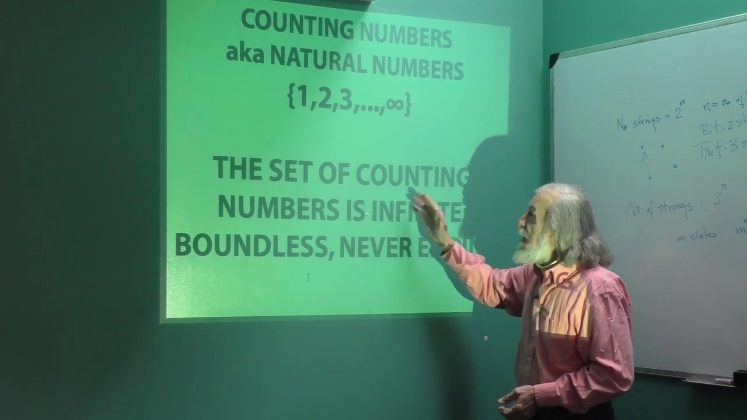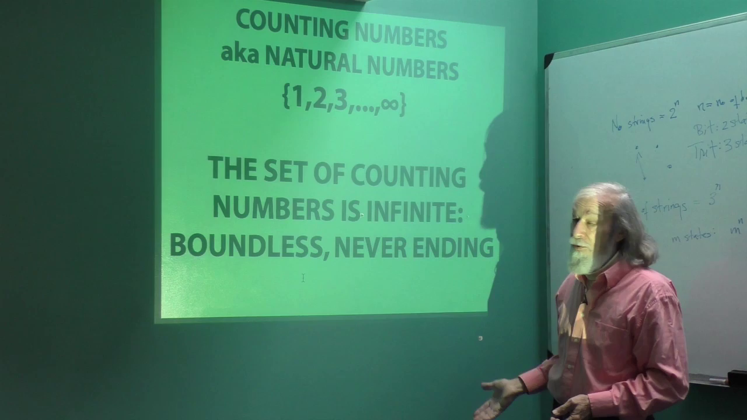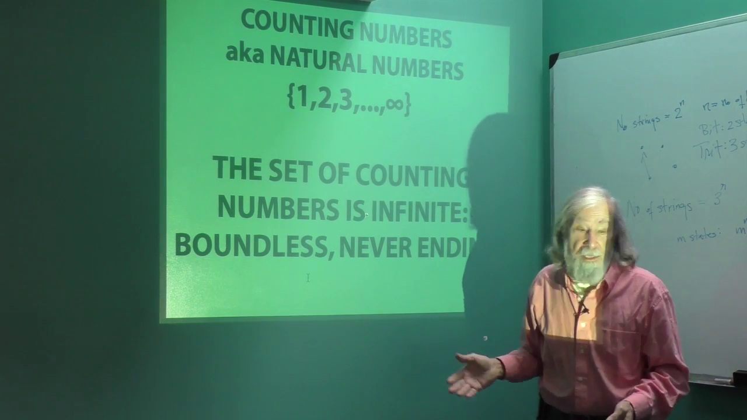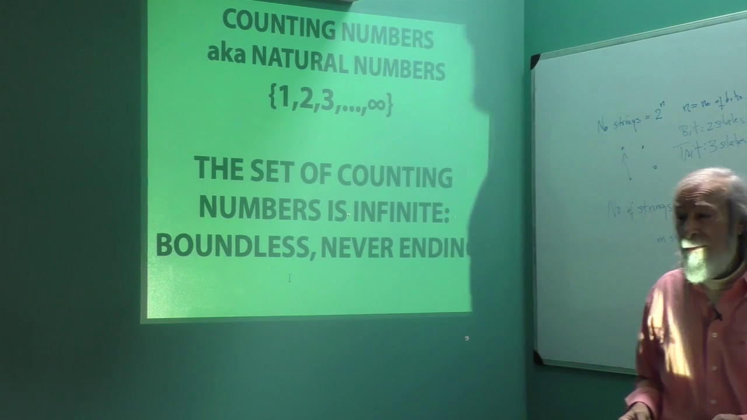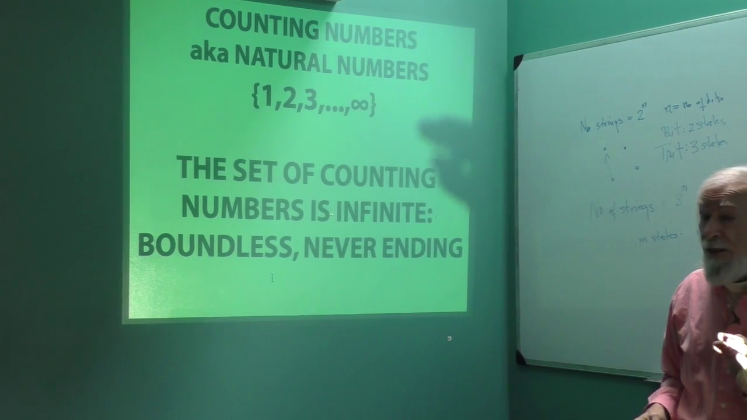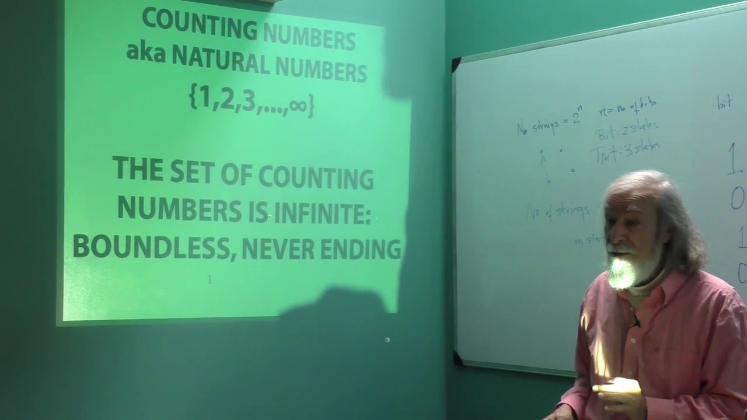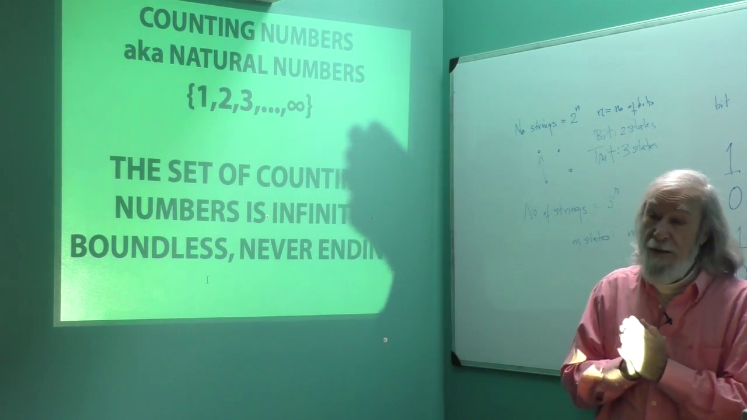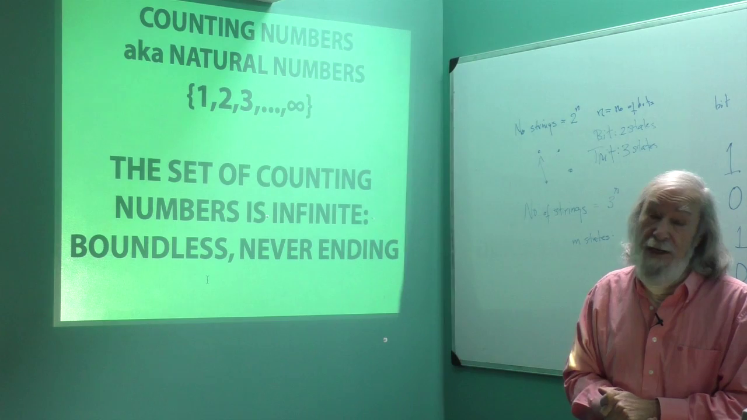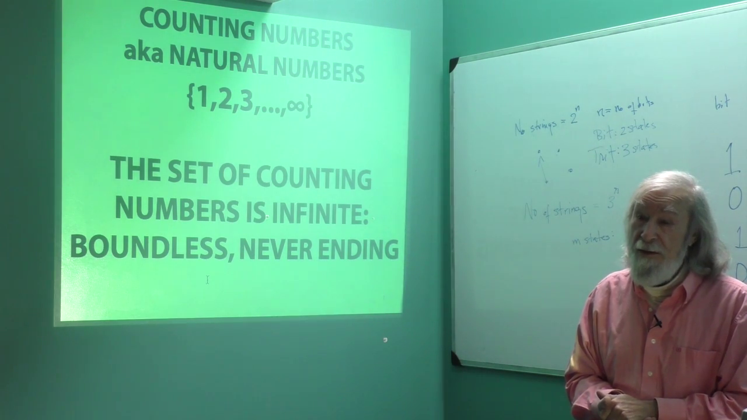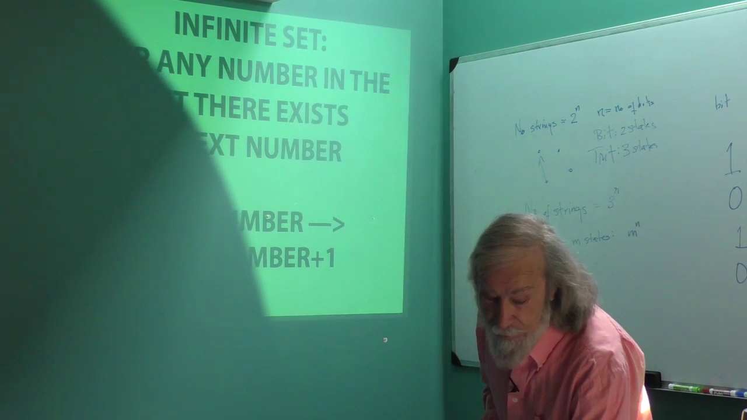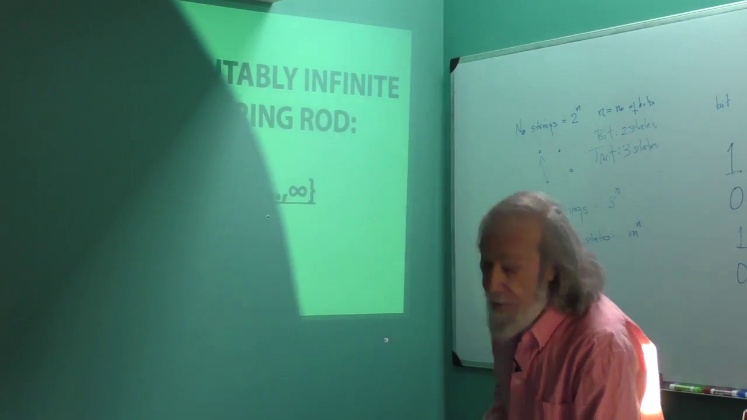Well, the set of counting numbers is infinite. That means it's boundless. That means it never ends. When you think about it, it's a little dizzying to think about, but that's what it means. If you give me any number, make it as big as you want, I'll add 1 to it, and I'll make one that's bigger. That's what I just said.